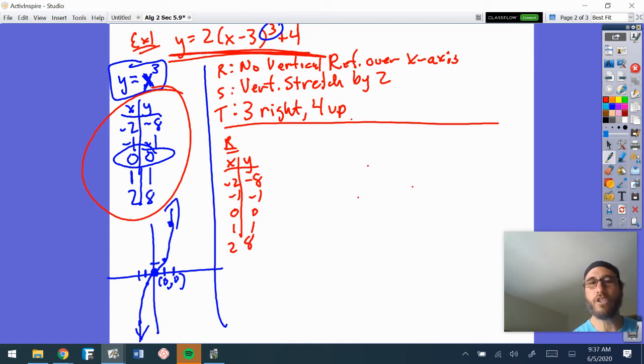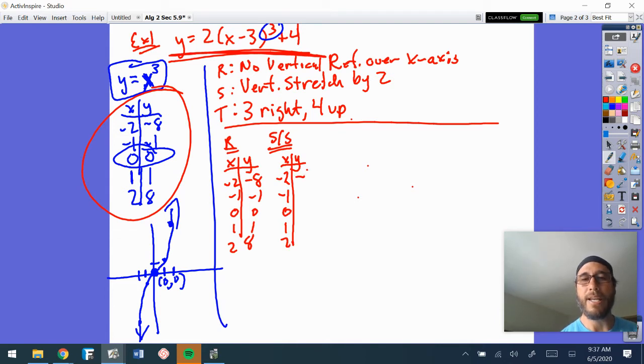All right, let's go stretch and shrink. Well, it said vertically by 2. Remember, vertically means it's up and down. It means it's the y. Anything outside, remember, influences the y. So we're going to take all of my y's and multiply them by a factor of 2. That means all of your x's stay the same. And then it's going to be negative 16, negative 2, 0, 2, 16.